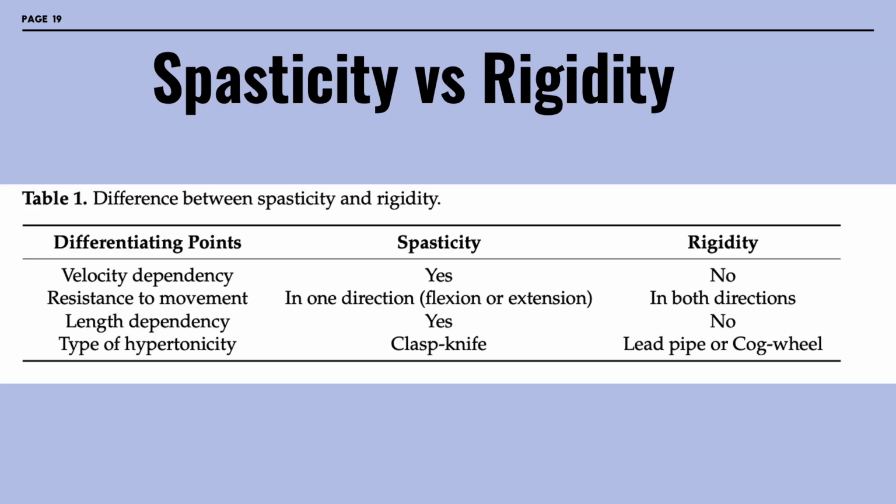So we're going to differentiate spasticity versus rigidity. Spasticity is velocity dependent, whereas rigidity is not. No matter how quick you move that limb, rigidity is going to do the same thing, whereas spasticity might do different things. Spasticity is often resistant in one direction, either flexion of a joint or extension, whereas rigidity is often resistant in both directions. Spasticity is length dependent, whereas rigidity is not.